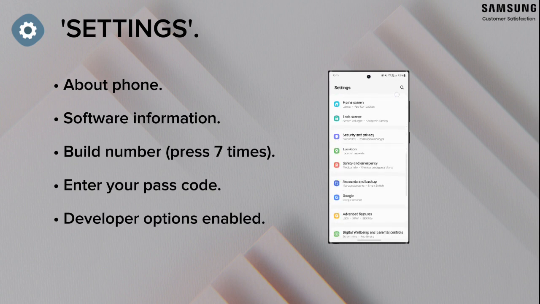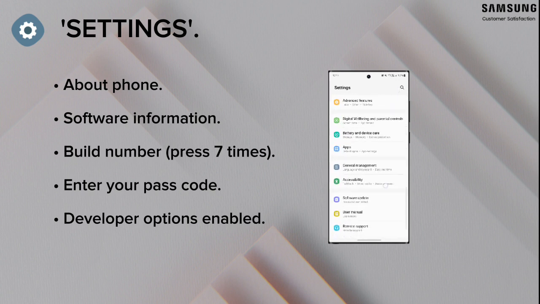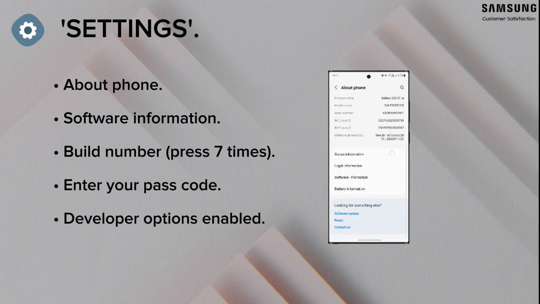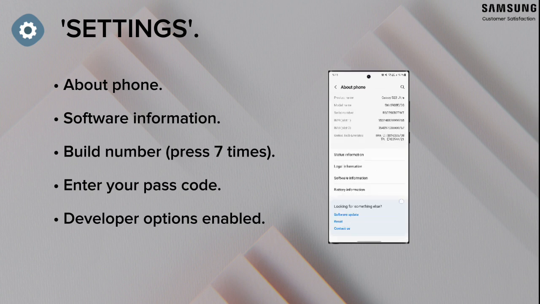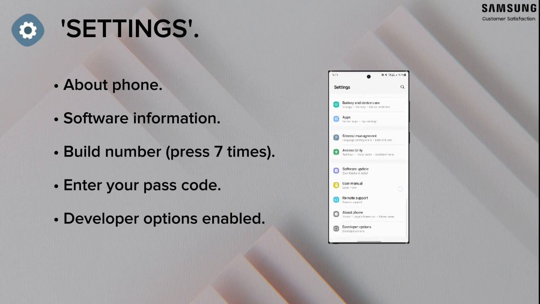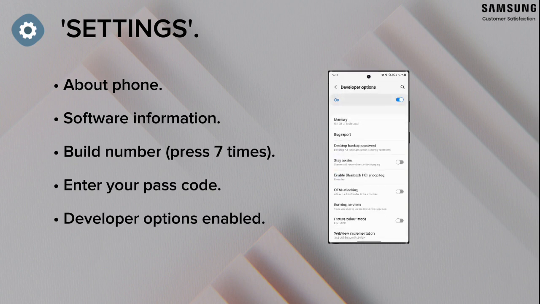Go to Settings, then tap About Phone, then Software Information. Scroll down, then tap Build number 7 times. Enter your pattern, PIN or password to enable the developer options menu. The developer options menu will now appear in your settings menu. These advanced settings provide a range of features that can be incredibly useful for developers and power users.